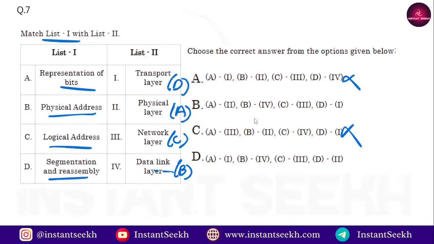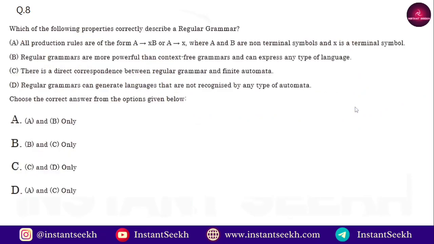So your correct answer is A goes for what? A goes for 2, right? A goes for 2, so D gets eliminated. A goes for 2, that is representation of bit goes for physical layer. B, physical address goes to data link layer. C, logical address goes to network layer, and segmentation and reassembly is handled by your transport layer. So your right answer is option number B. Let's move on to the next one.